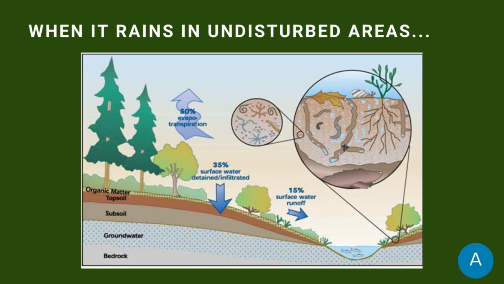In an undisturbed landscape, the soil is not compact, and 35% of rainfall is absorbed into the soil. 50% of it is released back into the atmosphere through evaporation and transpiration. Only 15% of the rainfall will run off into our streams.